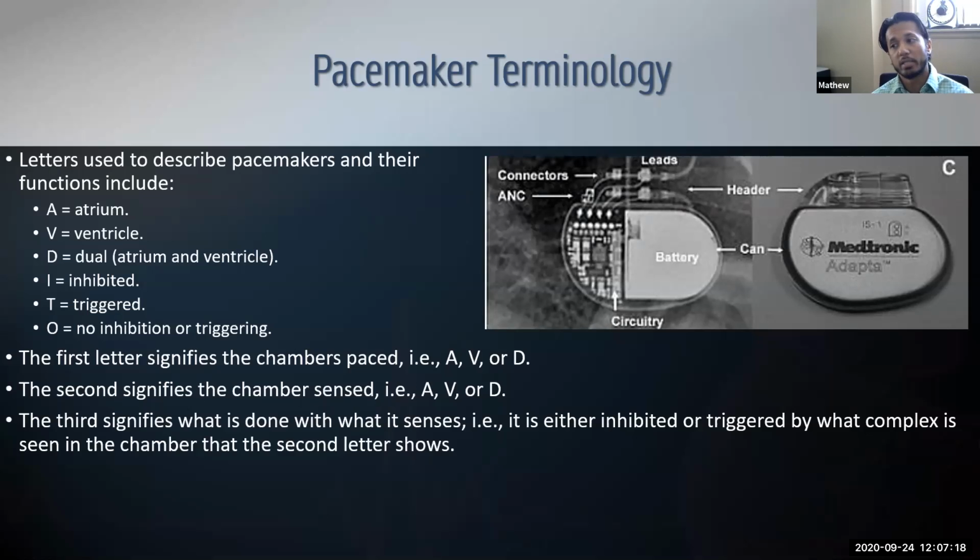Or if you want to write it down in the notes after maybe it's interrogated and you find out what type it is, you can then use the appropriate terminology. And the terminology is going to be based off of where it is, the atrium and ventricle versus both. And then is it inhibited? So it's inhibiting the signal, or is it a triggered one based on, maybe, bradycardia.